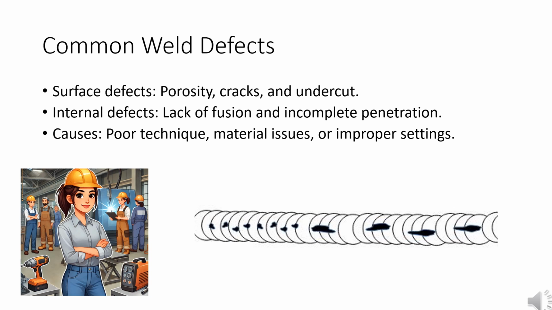Defects can result from a variety of causes, including poor technique by the welder, material issues, improper machine settings, or machine malfunctions. These factors contribute to the formation of defects during welding.